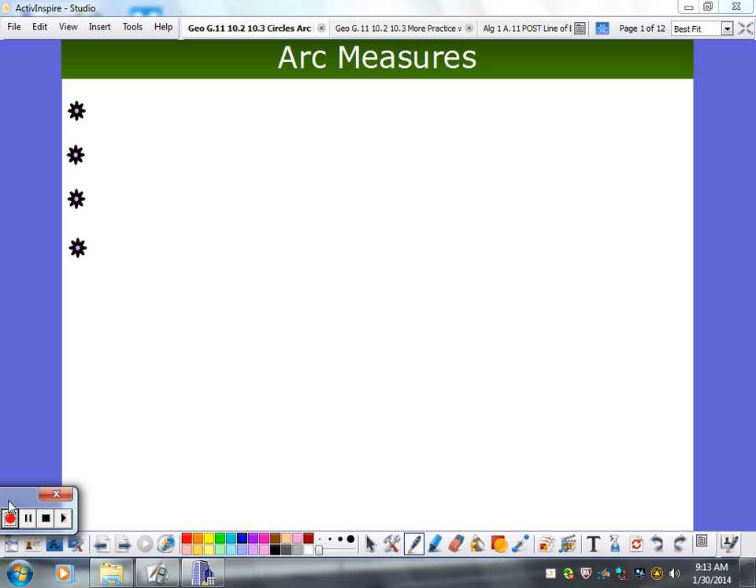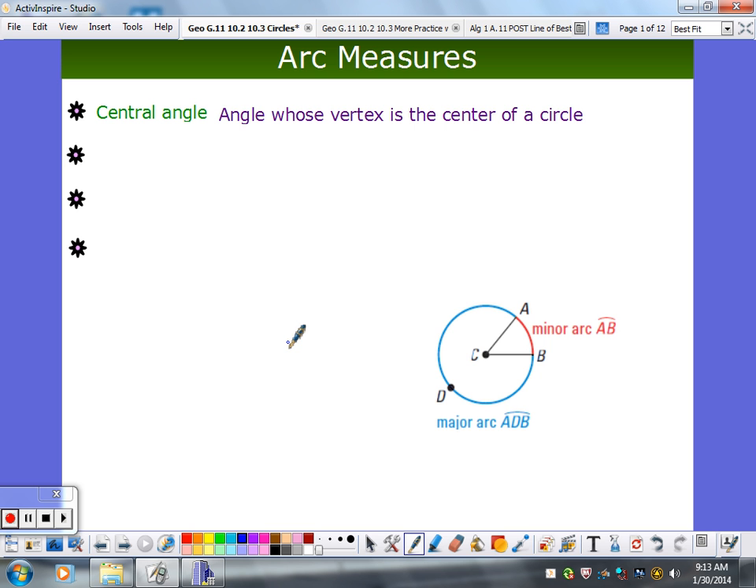So arc measures, arcs. We did a little bit of vocabulary first. So first of all, circle, yes. An arc is just a piece of the circle. That's what an arc is, right?